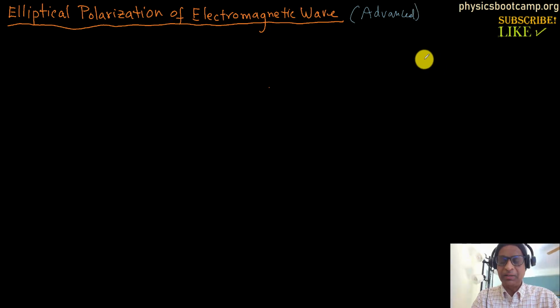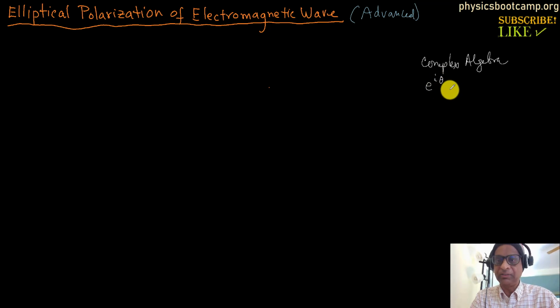We're going to use complex algebra, and in complex algebra we're going to rely on a thing called e to the power i theta. It's called the Euler relation: e to the i theta is cosine theta plus i sine theta, and you know i equals the square root of -1. If you have an expression like this, then it's complex algebra. So this is called the real part, and this is called the imaginary part.